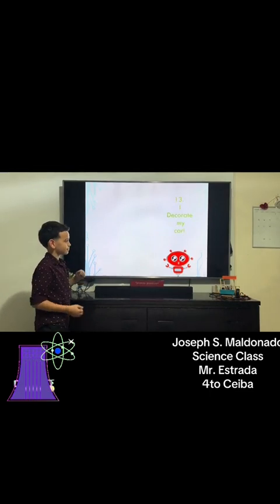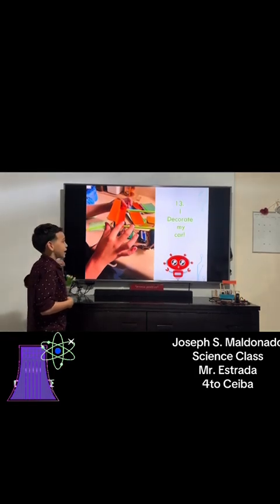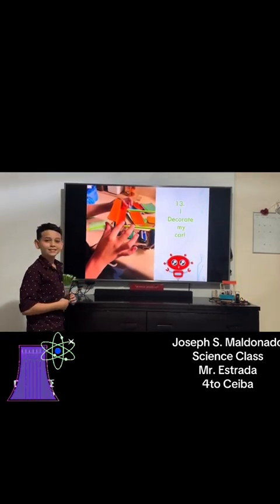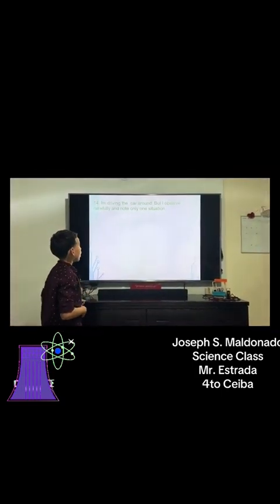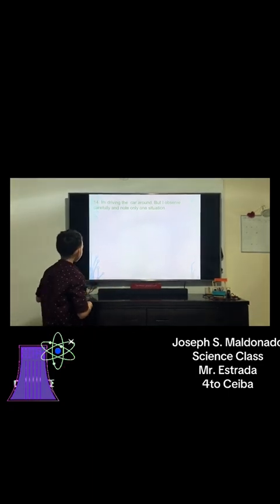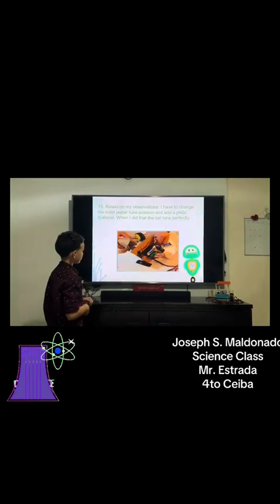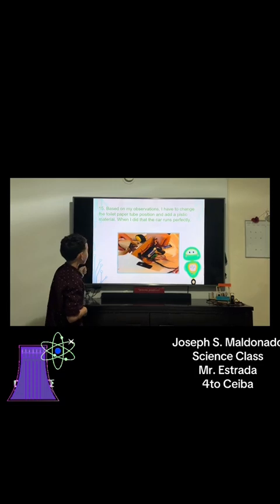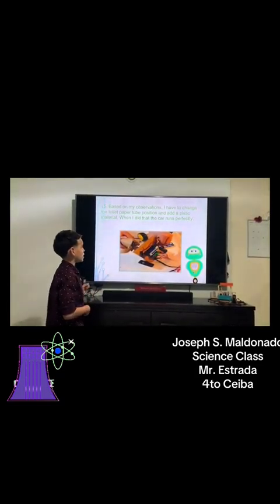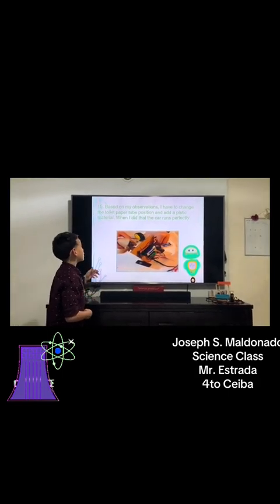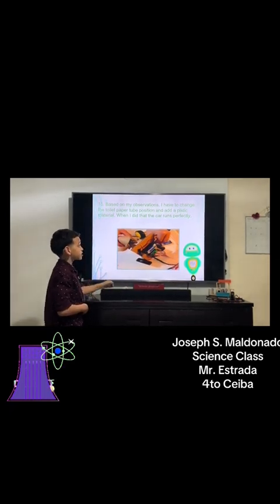Step 13. I decorate my robot. Step 14. I'm driving the car around, but I observe carefully and notice one situation. Based on my observation, I have to change the toilet paper tube position and add a plastic material. When I did it, the car runs perfectly.